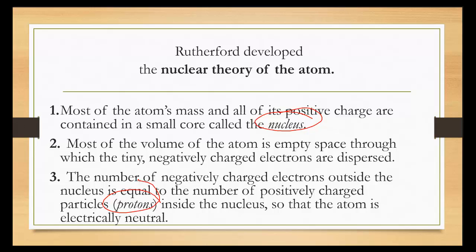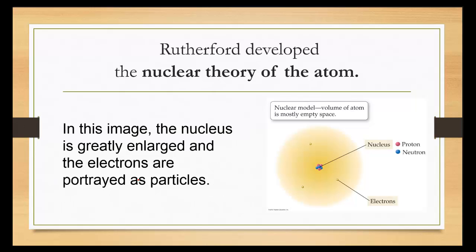And so this is how we get our image now. The nucleus is in the center with the protons and the neutrons, and the electrons are drifting around it. Now, this has been developed even further and to be more specific, and they've discovered more particles. However, for now, this is where we're staying. So let's take a look at this.